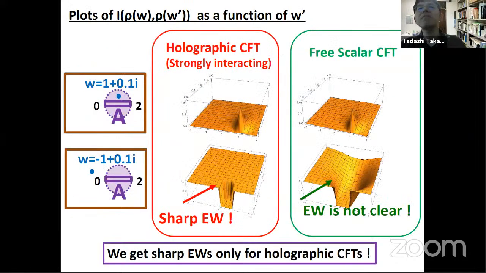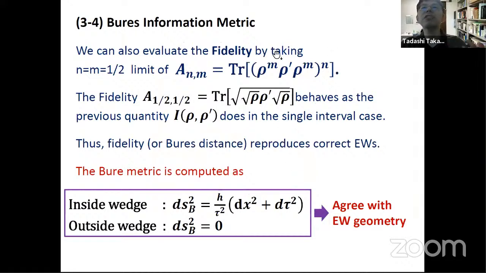It's a kind of Renyi version of fidelity, but we can look at the actual fidelity by using a really complicated double replica method. We start with rho to the m, rho prime to the m, and we take the n-th power, and take n and m going to the 1/2 limit, and we can basically reproduce what we expect. Again, essentially the same result as here. And in this case, we can also extract the bulk metric, which precisely gives again this hyperbolic metric, the same as in the previous pure state, and agrees with the entanglement wedge geometry.